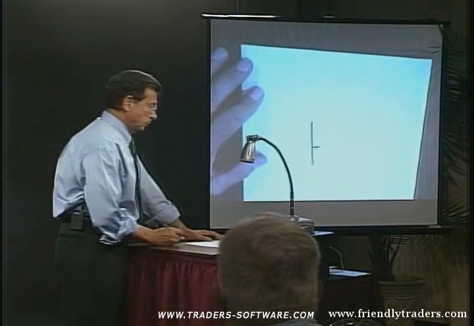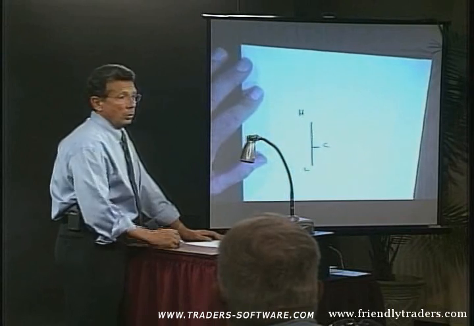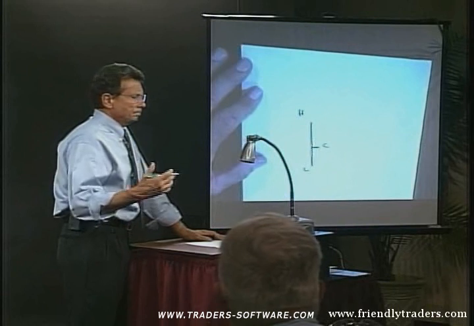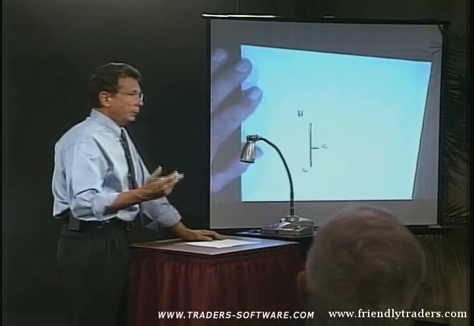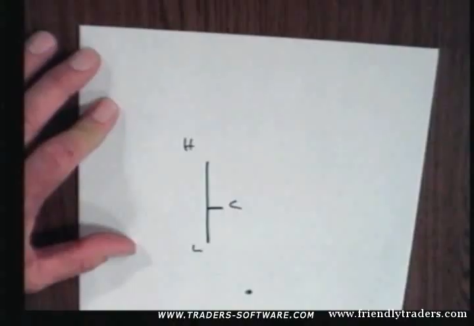Here's a day's action. This is the high, this is the low, and this is the close. Tomorrow the market has maybe some big news comes out. The Russian did something, the German did something, we did something, whatever. The market gaps way down here. It opens below yesterday's low.